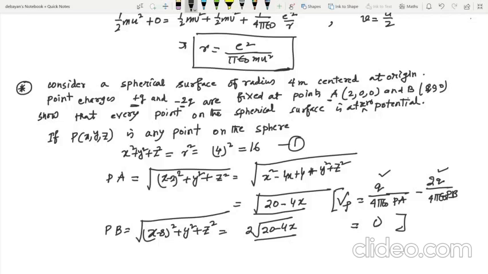There is a problem in Verma, I think. The problem is like this: some equipotential surfaces are shown in the figure with the magnitude and direction of the electric field. Equipotential means the potential is the same at each and every point on the surface.